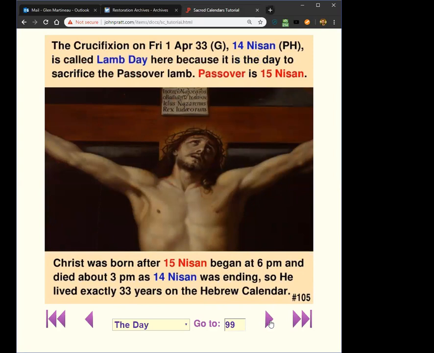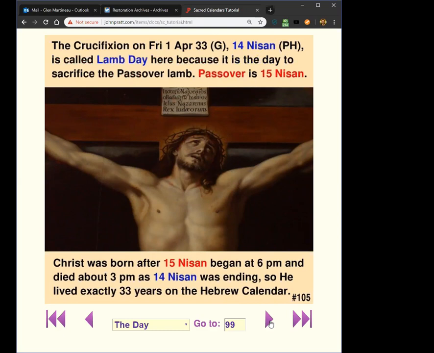Okay. The crucifixion is on the day on 14 Nisan, not 15 Nisan that they call Passover. I call it Lamb Day. This is the day where you sacrifice the lamb. So it's done in the afternoon of the Friday, and then the Passover is going to start at 6 p.m. on Friday, or at the sunset. In their day, they did it at sunset. But on the Hebrew calendar, it's done at 6 p.m., which is actually the more correct. That's how the Hebrew calendar works.